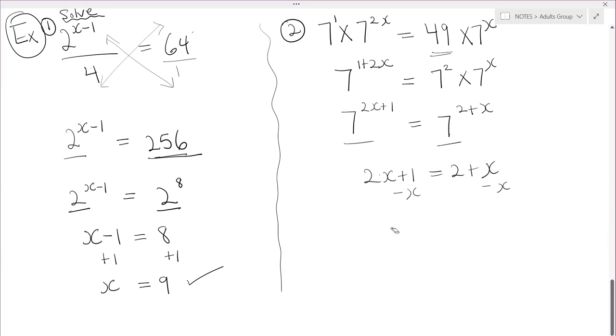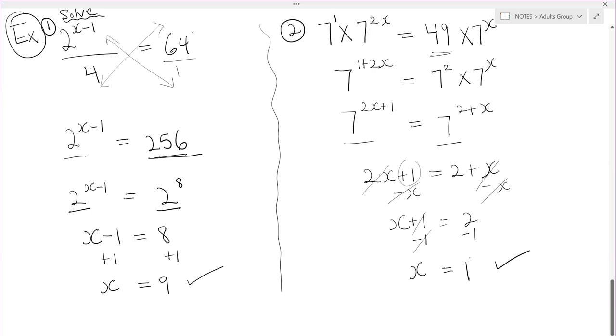So we end up with x plus 1, which is equal to 2, because x minus x goes to 0. 2x minus x goes to x, and we have this 1, right? So x plus 1 is equal to 2. Again, we're solving for x, so we're going to minus 1 on both sides. So 1 minus 1 is 0, so that's going to be x is equal to 2 minus 1, which is 1.